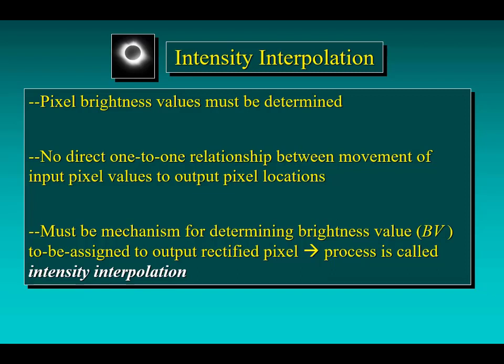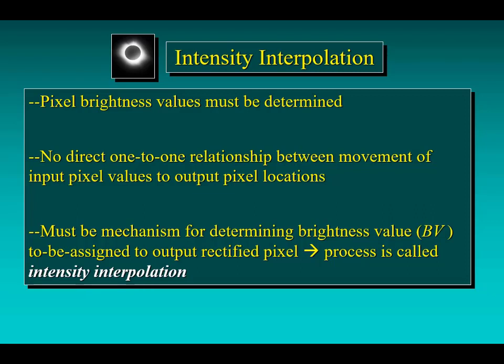And there is not a direct one-to-one relationship between the movement of our input pixel values to the output pixel locations. We may have, again, pixels that drop out or disappear basically when we go from our input to our output image. And so we need to figure out what that process is by which we are going to assign our brightness values to our output pixel locations.